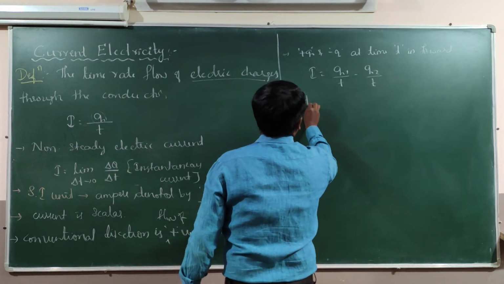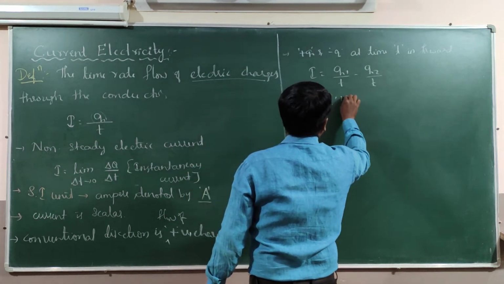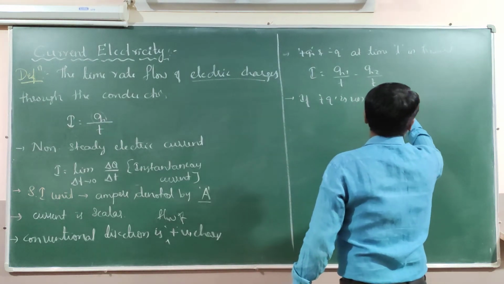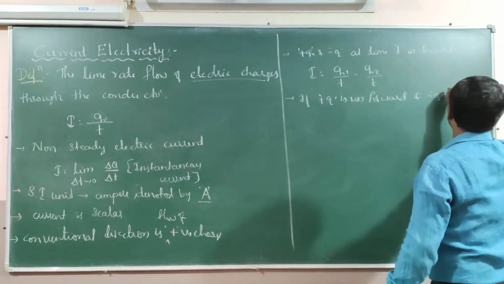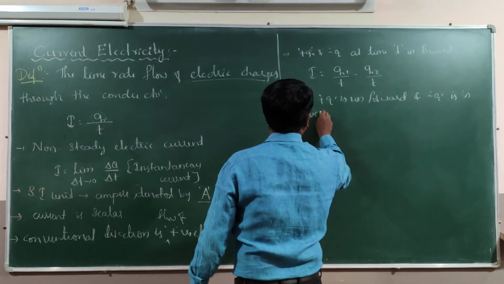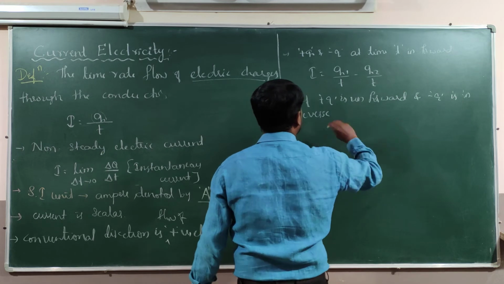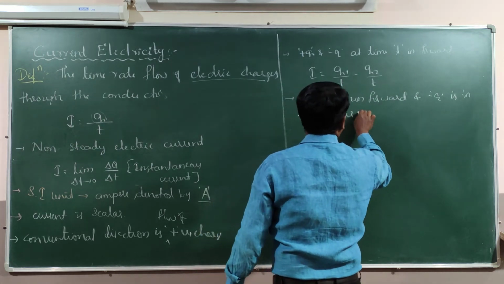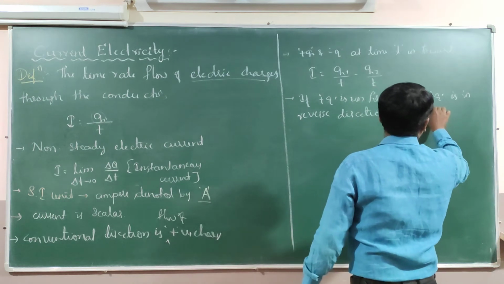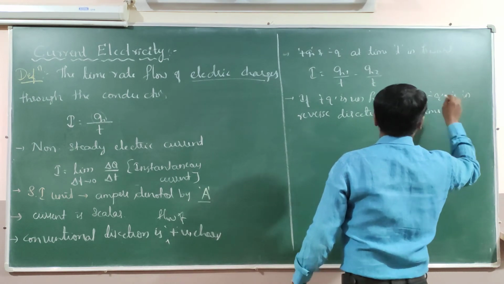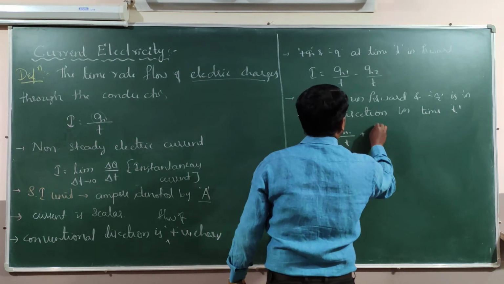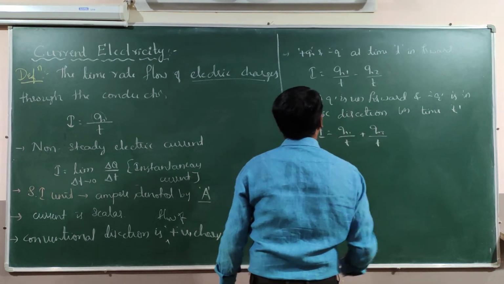Suppose plus q is in the forward direction, and minus q is in the reverse direction, reverse or backward, in time t. Then I is equal to q1 by t plus q2 by t.